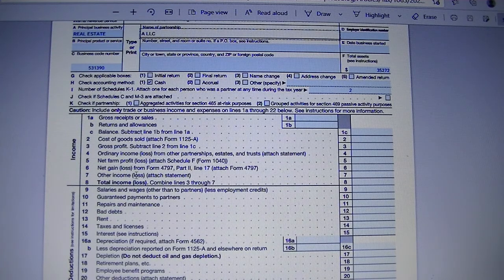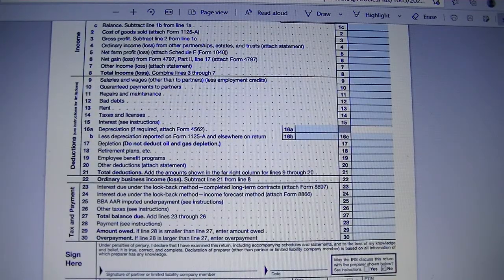that come here. So you'll have that, and then you'll have deductions related to the activities whose revenue you reported up under income. So you'll have the salaries and wages other than the partners, and you'll have repairs and maintenance, bad debts, rent, like for your office, taxes and licenses, interest, everything here related to the activities whose revenue you put up. You'll put the expenses here.